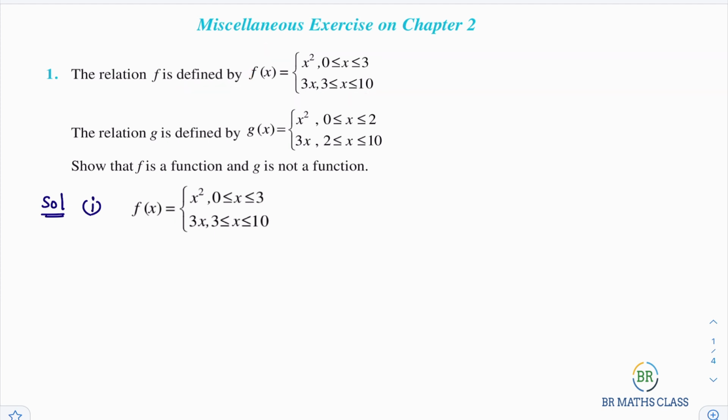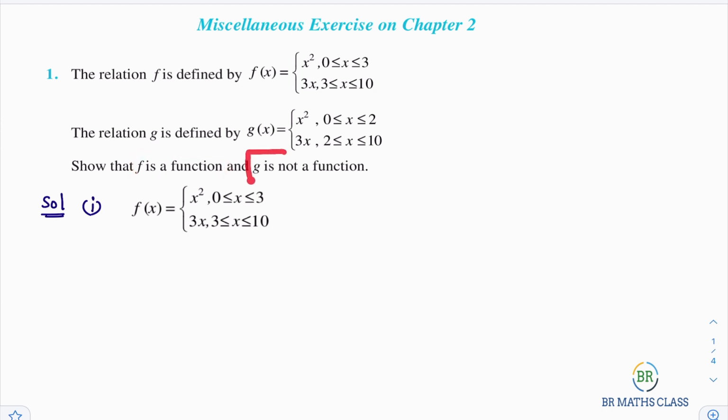And you observe they gave another relation g, and the relation is defined like this. What are they asking? Show that f is a function and g is not a function. Here, they are asking us to show that the relation f is a function. While proving a relation is a function, you have to be very careful because we need to check for every element. For every element in the first set, there exists only one element in the second set.